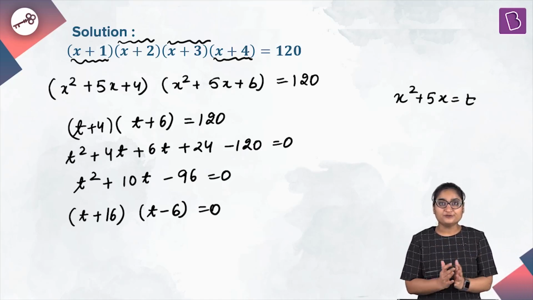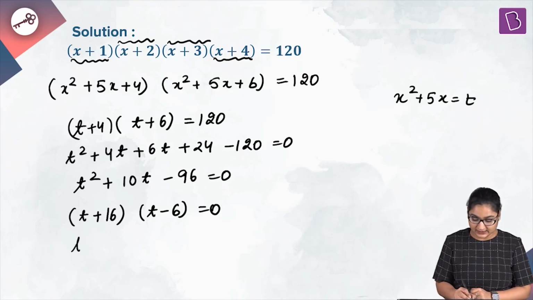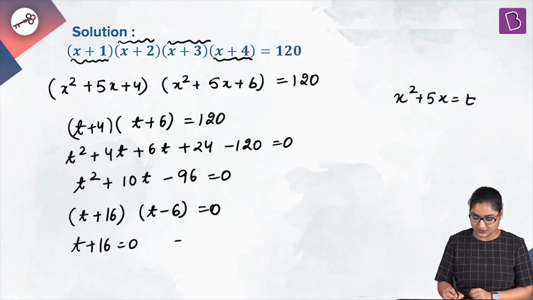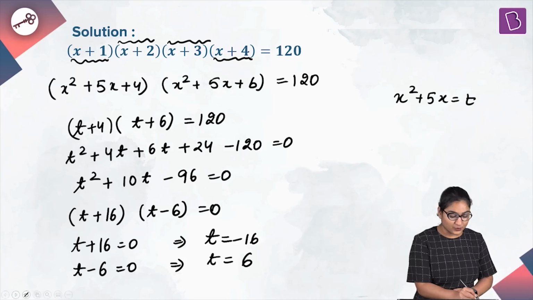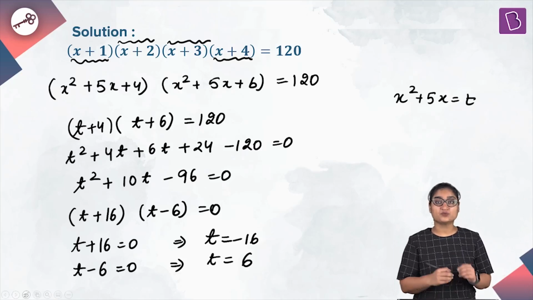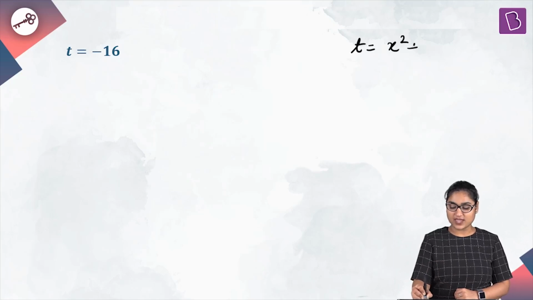So when the product of two factors is equal to 0, either of them can be 0. So when t plus 16 is equal to 0, we get t is equal to minus 16. And when t minus 6 is equal to 0, we get t is equal to 6. Alright, so I'm going to start with the first value of t, where we have t is equal to minus 16. We know that t is equal to x square plus 5x.